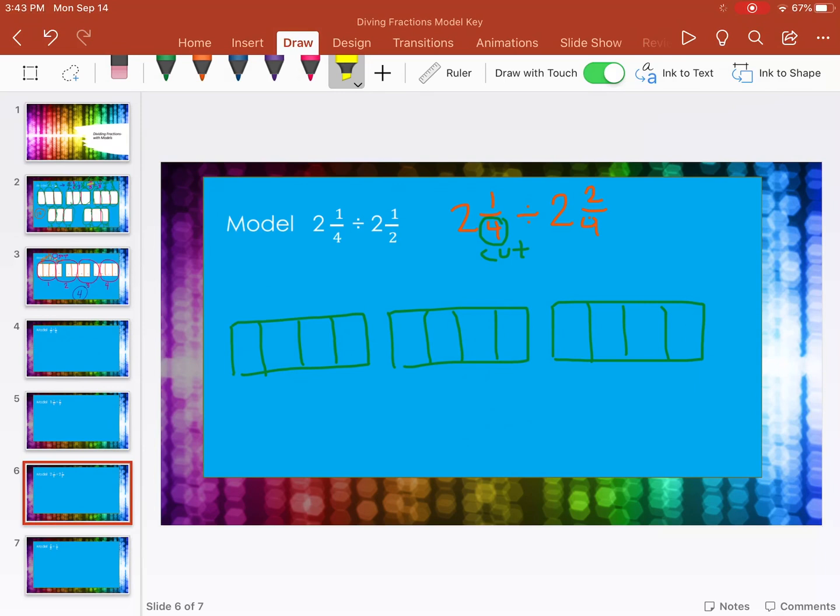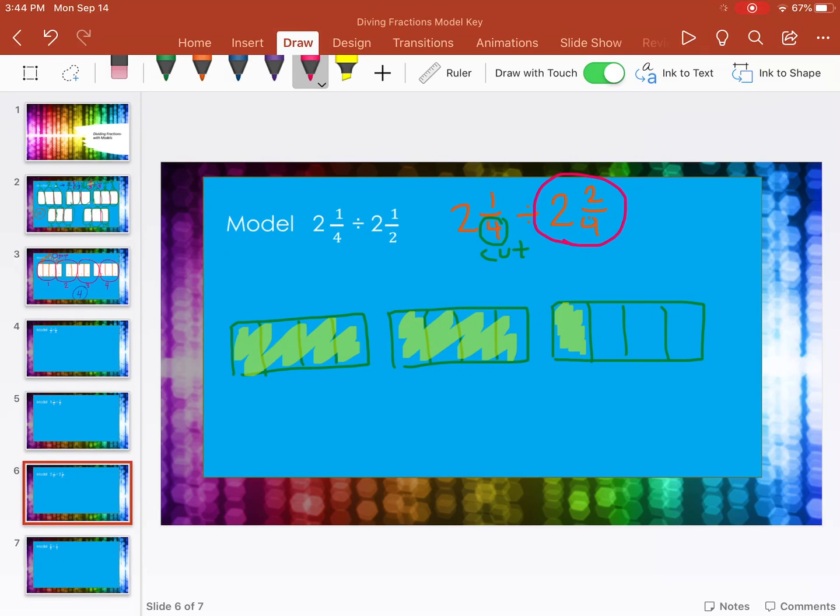Okay, so I'm going to shade in. I have 2 whole rectangles, so I have this whole thing and this whole thing, but only 1/4 of this last one, so just this one piece. Okay, then I'm going to group by 2 2/4.